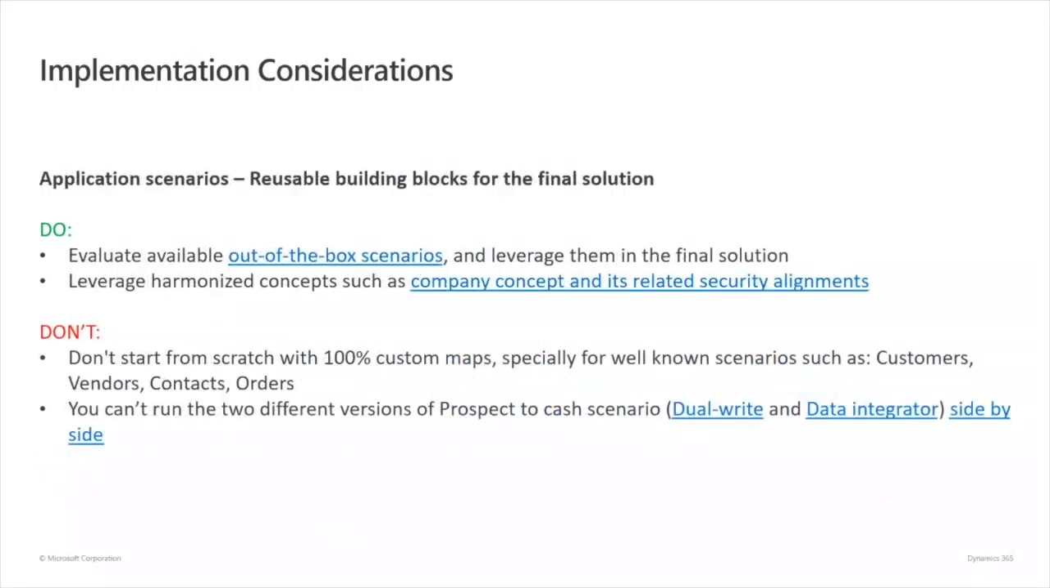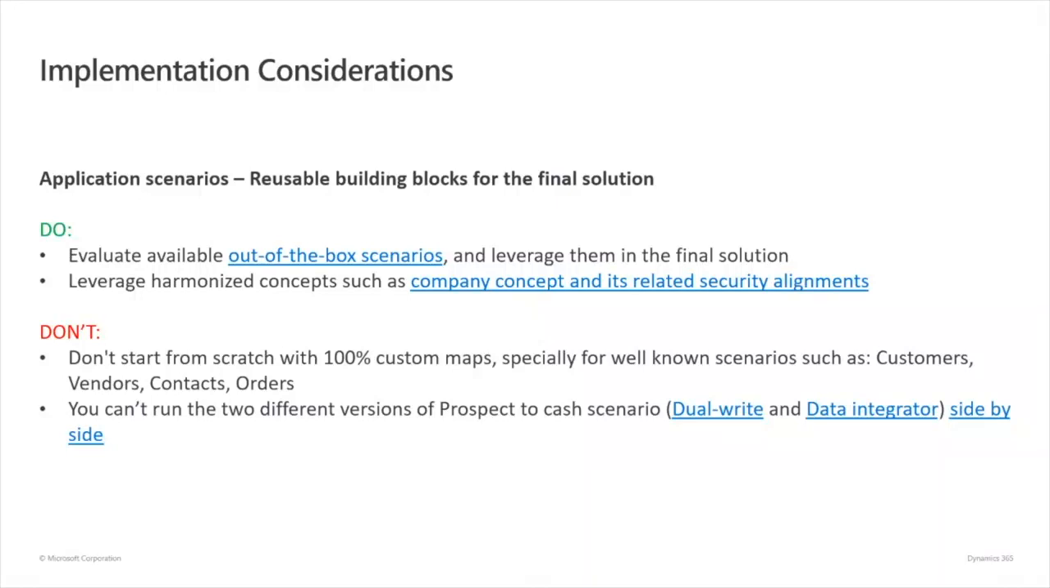Now, when it comes to the application scenarios, we have shipped lots of out-of-the-box integration scenarios. At the time of GA, we shipped 66 plus out-of-the-box entity maps, and we have just gotten started. We are even investing more there. So the advice is, if you have a high degree of fit between what we have shipped out of the box and the customer requirements, then you can use all these entity maps as the final solution. If there are gaps, then at least plan for reusing what we shipped as building blocks for the final solution. So our recommendation is to evaluate the available out-of-the-box scenarios.